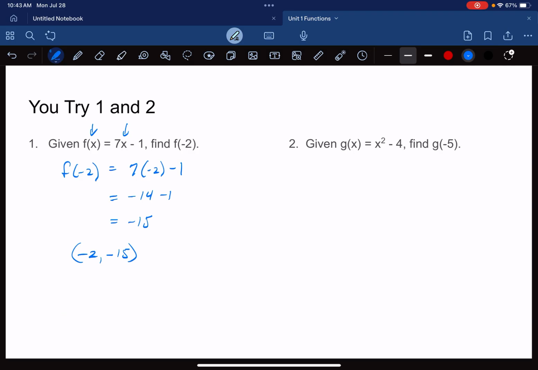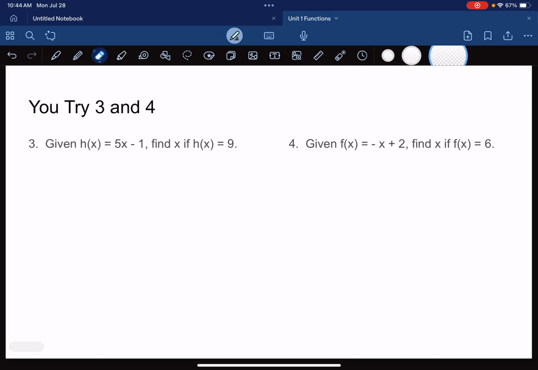Now look at this one over here, g of x. Give it a try. See how you do. So they're asking us to find g of negative 5. So I'm going to put negative 5 in place of x. And notice I put the negative 5 in parentheses. So if you're going to type that into a calculator, please use the parentheses. Otherwise, it will not give you the correct answer. So negative 5 squared means negative 5 times negative 5, which is a positive 25. Minus 4 is 21. And so we know that g of negative 5 equals 21. So when I input a negative 5, I get an output of 21.